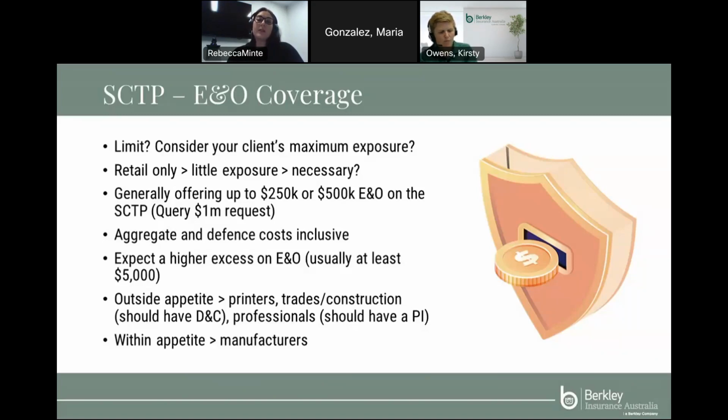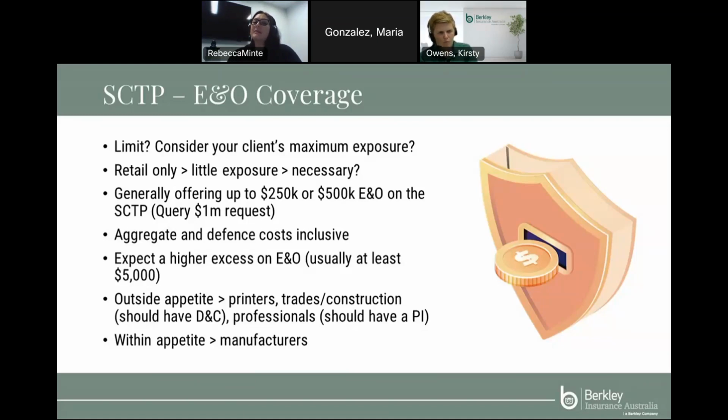We won't offer the E&O extension for any trades or construction type risks, and we won't offer it for cleaners. Trades or construction type risks should really have a D&C policy in place. Again, if your client requires it or wants a quote for it, just send a request through to open market. And finally, any professions, look back to the examples that Kirsty gave earlier. We will not be extending the E&O coverage on them simply because they're not a manufacturer and they should have a PI policy in place.